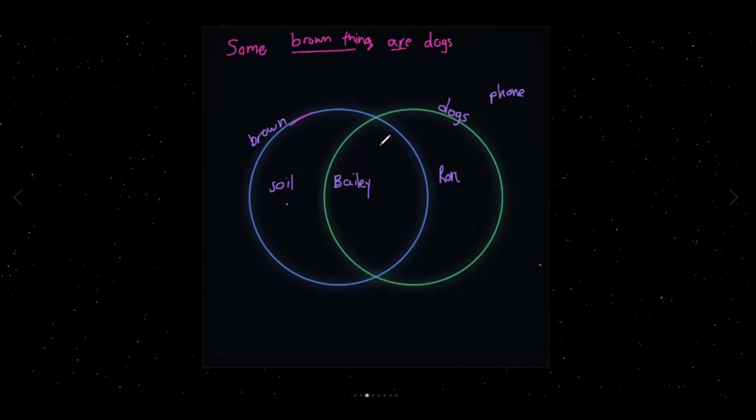We represent that on our diagram with an X. That X means, even before I've filled in what Bailey and Ronnie are, that something exists in the intersection. Here, when it's brown things and dogs, we know it's Bailey. But even if we replace brown things and dogs with any two categories, if I say that some S are P, then it always means that there's something in this middle region.